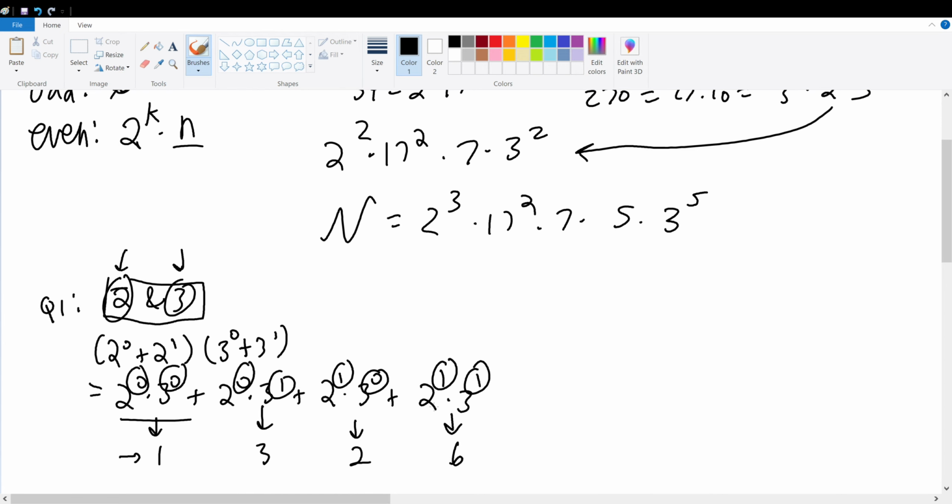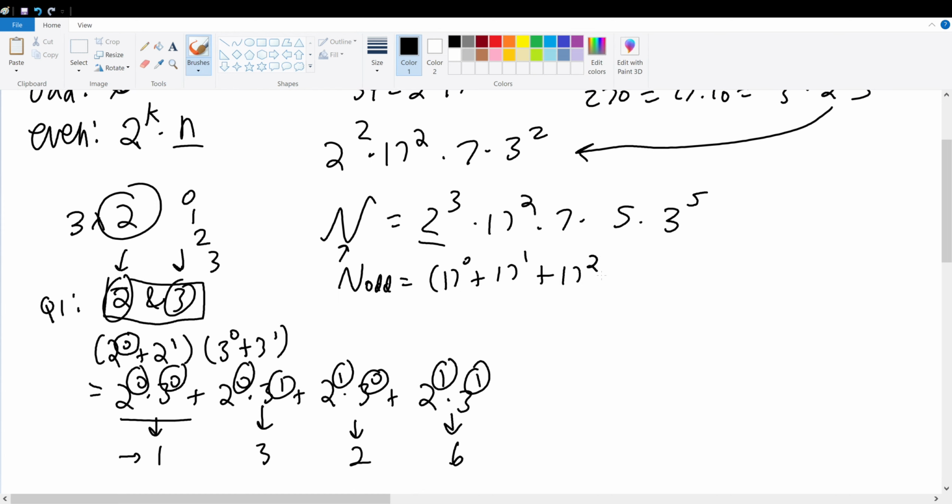So you notice that one of the patterns involved here is that to find the sum of all possible products of the given prime factors, you just count the number of choices for each. So for instance, if I have three 2's, then that means I can have zero 2's, one 2, two 2's, or three 2's. So back to this n question, how are you supposed to frame it? Well, for n odd, what would it be? From the given definition, 2 cannot be involved, so it can only have 17 to the 0, 17 to the 1, 17 to the 2, times 7 to the 0 plus 7 to the 1, times 3 to the 0 plus on and on to 3 to the 5.